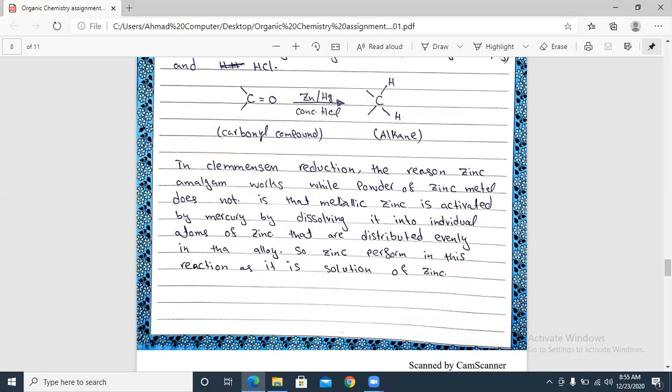In Clemmensen reduction, zinc amalgam works while powder of zinc metal does not. Metallic zinc is activated by mercury, dissolving it into individual atoms of zinc that are distributed evenly in the alloy. So zinc performs in this reaction as if it were a solution of zinc.